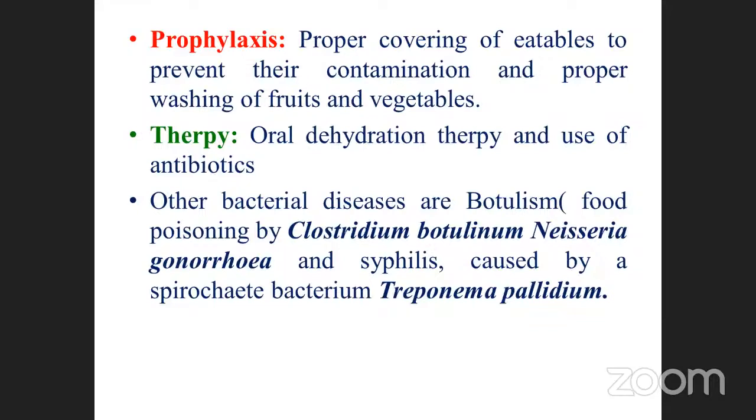Neisseria gonorrhoeae causes gonorrhea, and syphilis is caused by a spirochete bacterium called Treponema pallidum. These are all very, very important things. Treponema pallidum is one of the sexually transmitted diseases, STD. Gonorrhea also. A simple symptom I tell you: during urination, there is some irritation. That is the thing. I will not go deeply, just going through it. Suppose you have any doubt, you can ask me.